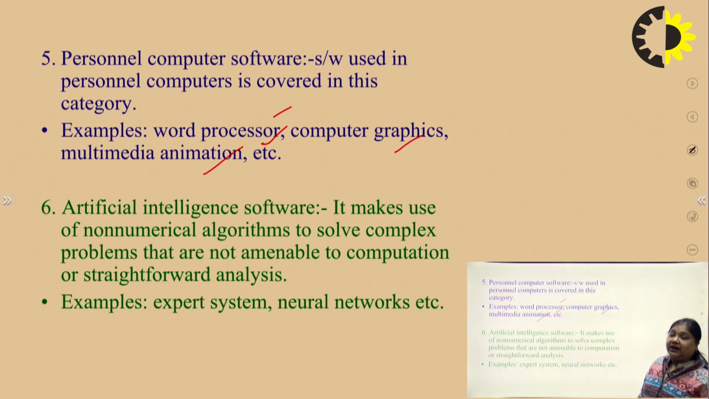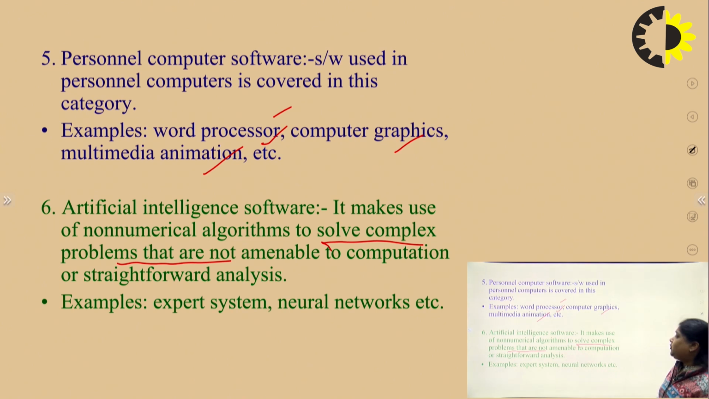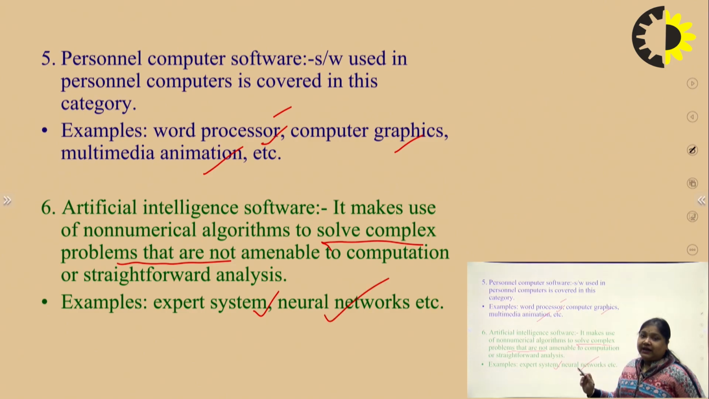Next is artificial intelligence software. It makes use of non-numerical algorithms to solve complex problems that are not amenable to computation or straightforward analysis. So in AI software, particular algorithms are used to solve some complex problems. For example, expert systems and neural networks are examples of AI software.